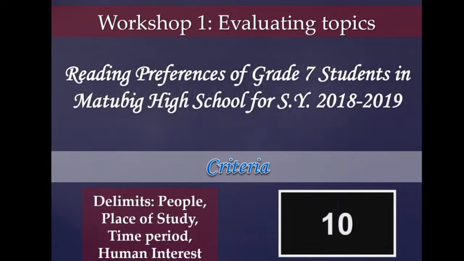How about this one? Reading preferences of grade 7 students in Matubig High School for school year 2018-2019. You have 10 seconds to write S or B based on the criteria that you can see on the screen. Write a short explanation as to why is that your answer. Timer starts now.